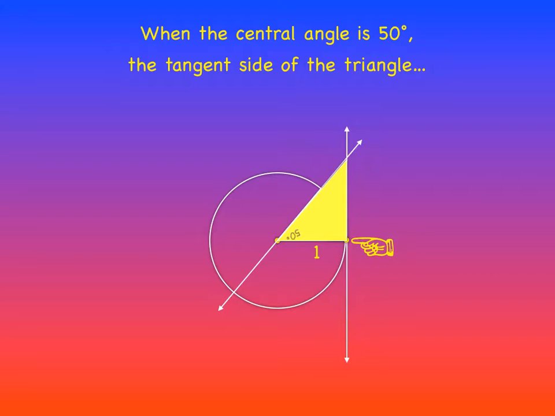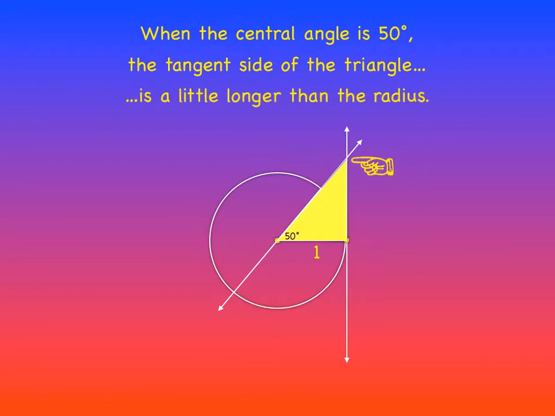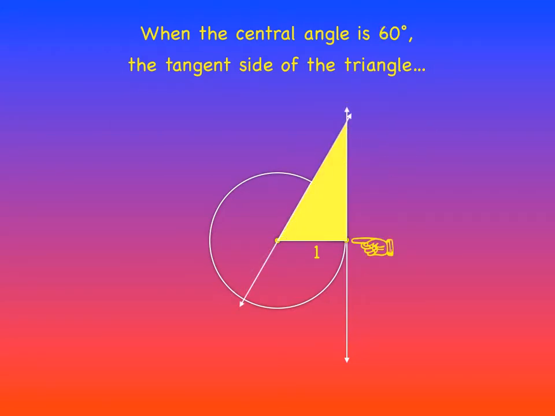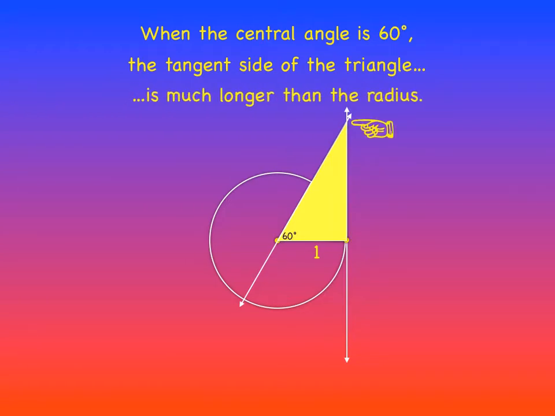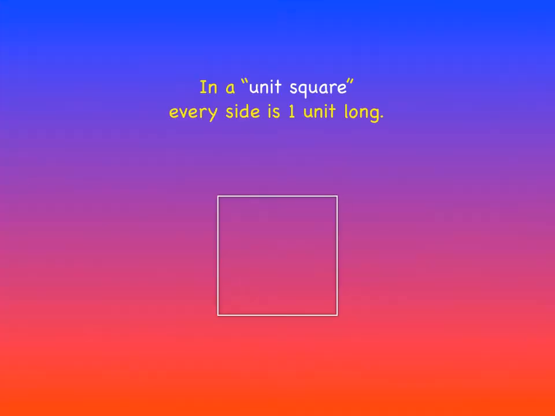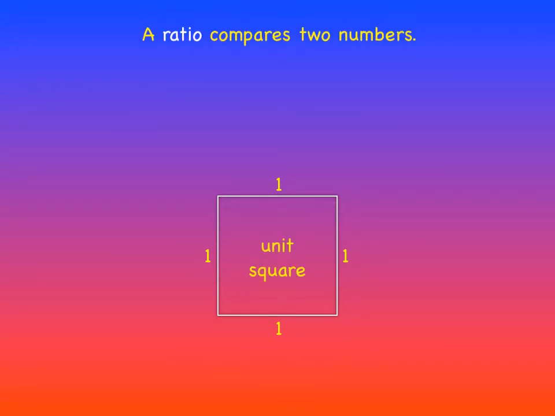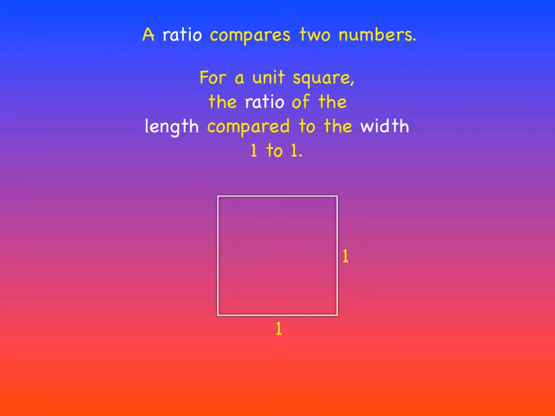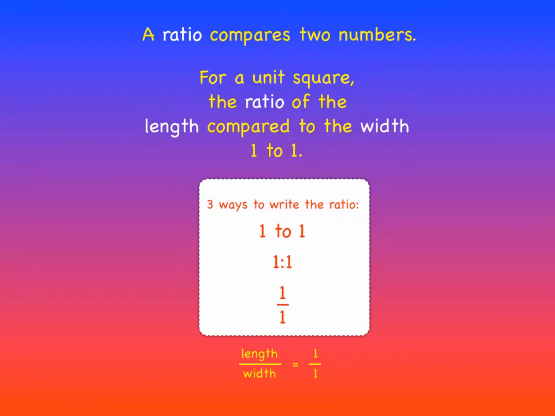When the angle is 50 degrees, the tangent is a little longer than the radius, and when the central angle is 60 degrees, the tangent is quite a bit longer than the radius. In a unit square, every side is 1 unit long and every angle is 90 degrees. A ratio compares two numbers. For a unit square, the ratio of the length compared to the width is 1 to 1. Here's 3 ways to write this ratio, 1 to 1.